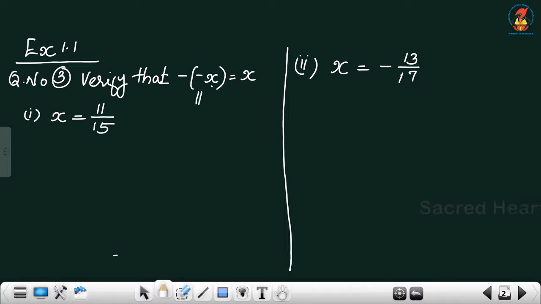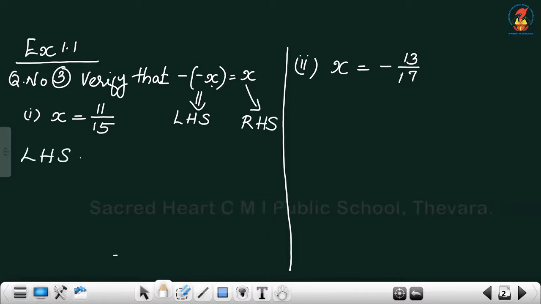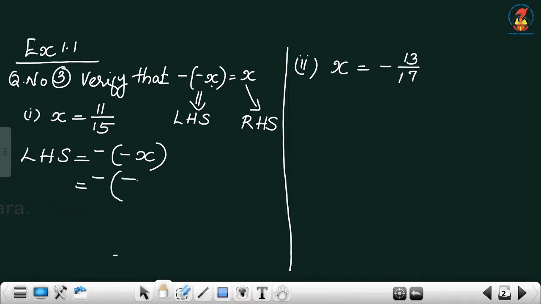Then we can take this side as left hand side and this x as the right hand side. So left hand side LHS is equal to negative of negative x. Then the value of x is given as 11 by 15. Substitute there. Negative of negative, what is the value of x? 11 by 15.